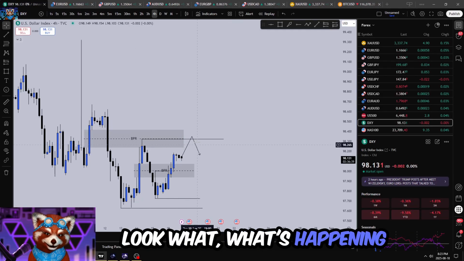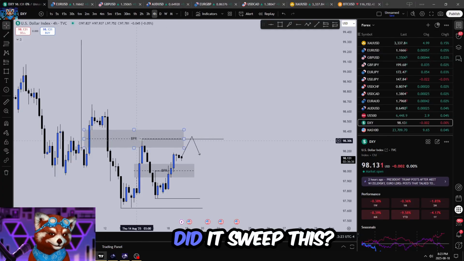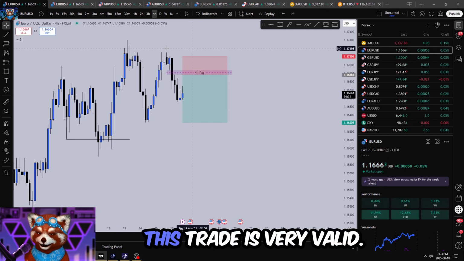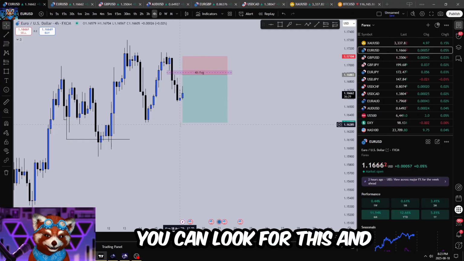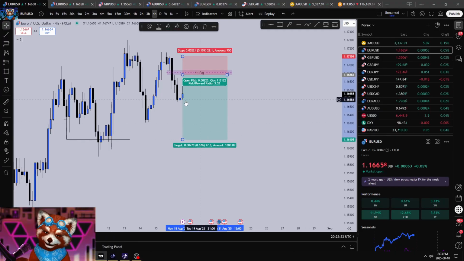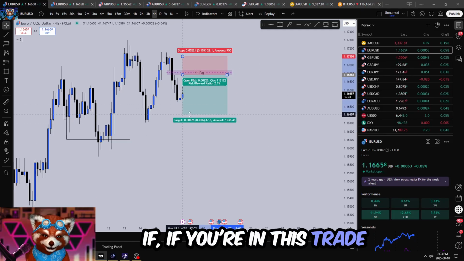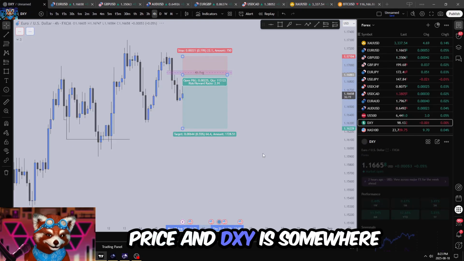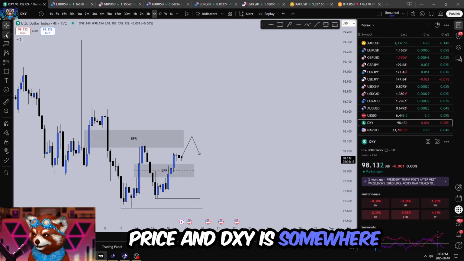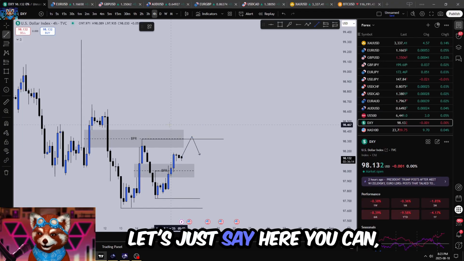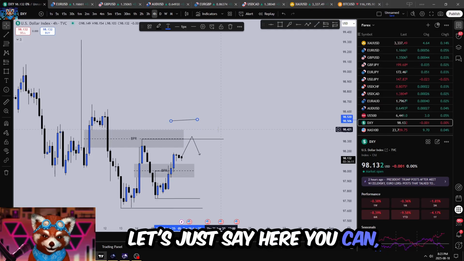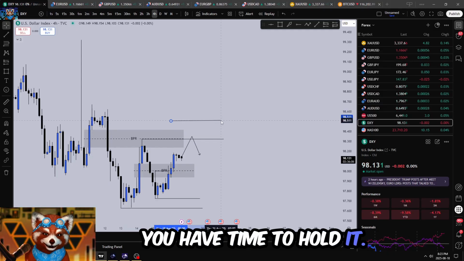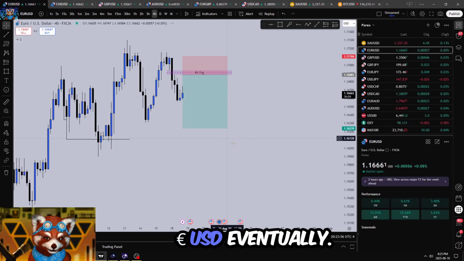You have to look at what's happening here. Did it sweep this? Is it reversing? Did it sweep this and it wants to take out maybe this liquidity and this liquidity? Because then this trade is very valid. You can look for this and possibly even this, because if you're in this trade and, let's just say you're right here with price and DXY is somewhere around here, you know that you can still hold because it wants to take out this liquidity, so you have time to hold it. So that is what I'm going to be looking for on Euro USD.